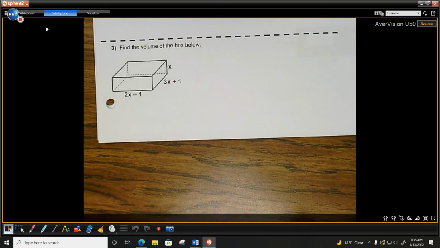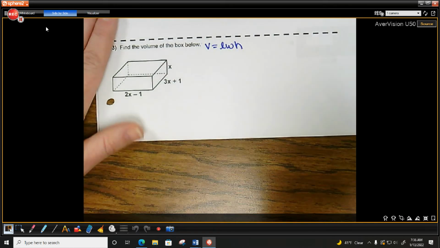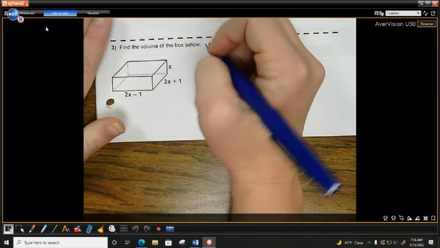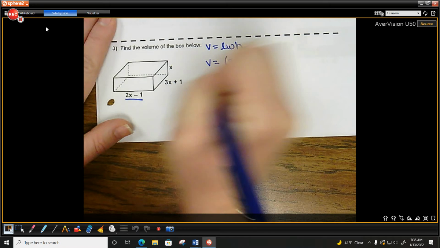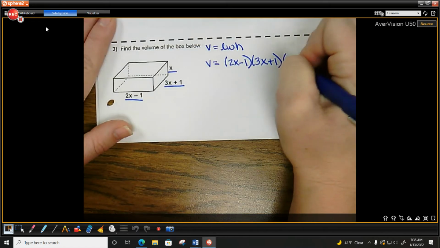What's our volume formula, guys? Height times length times width. I like to just put length times width times height. Same thing. So I have 3 dimensions to my rectangular prism. Okay, so volume equals 2x minus 1 times 3x plus 1 times x.